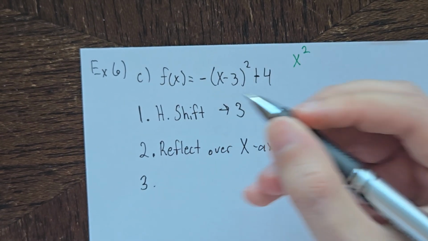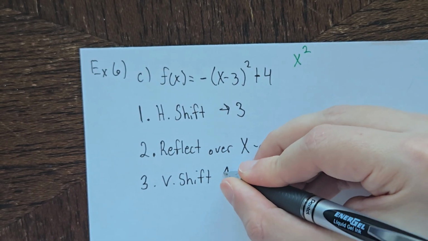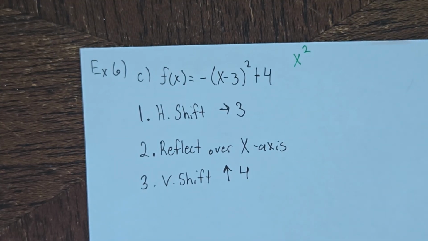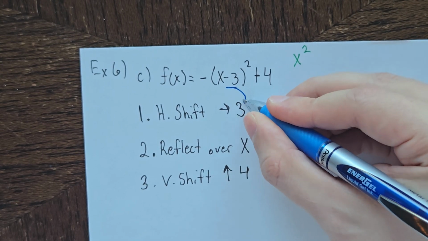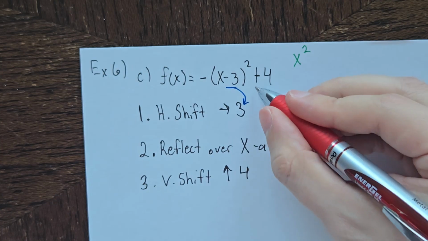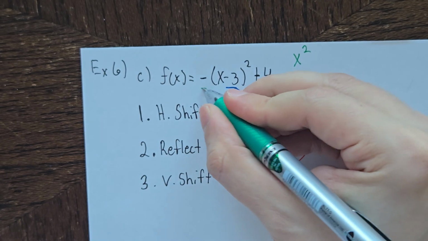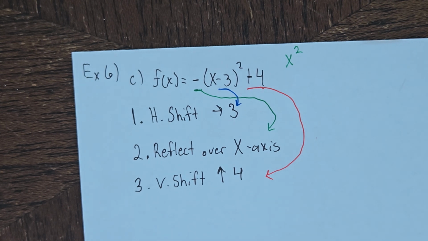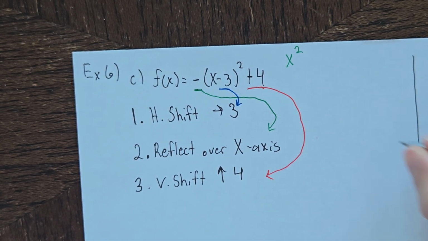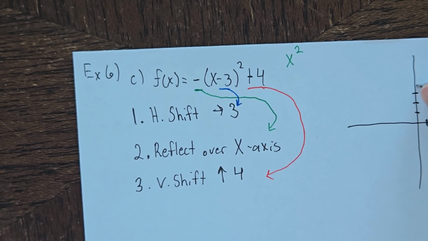And then the final transformation that I need to do is that vertical shift. So I have a vertical shift up 4 units, right? And again, just to highlight where each of these are coming from, this is going to be the shift by 3. This plus 4 is going to be the up 4. And then this negative sign right here is going to be the reflection over the x-axis, okay? Now that I have each of these, I can go ahead and graph what my x squared function should look like, and then apply whatever transformations that I need to apply in order to get the function that I'm actually interested in.